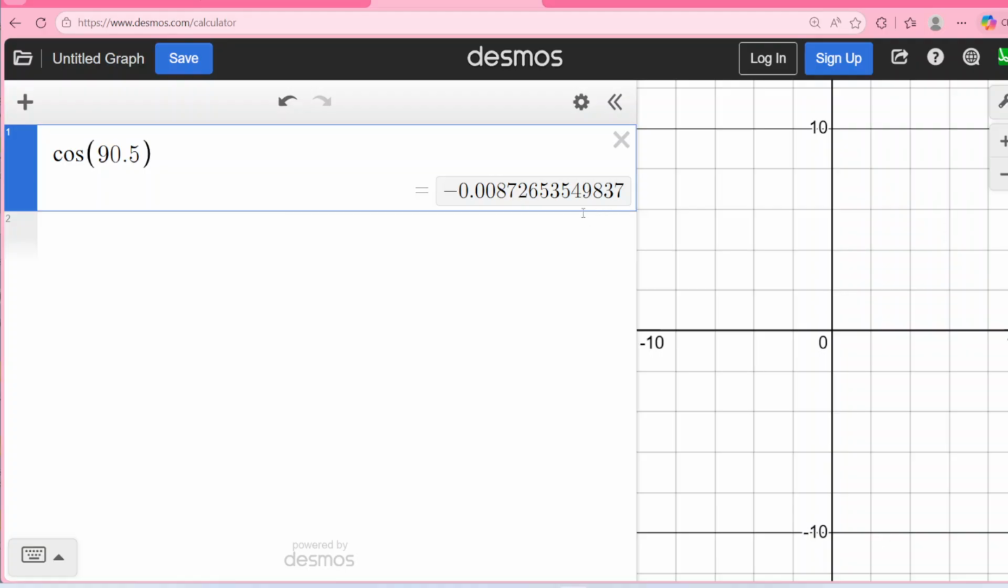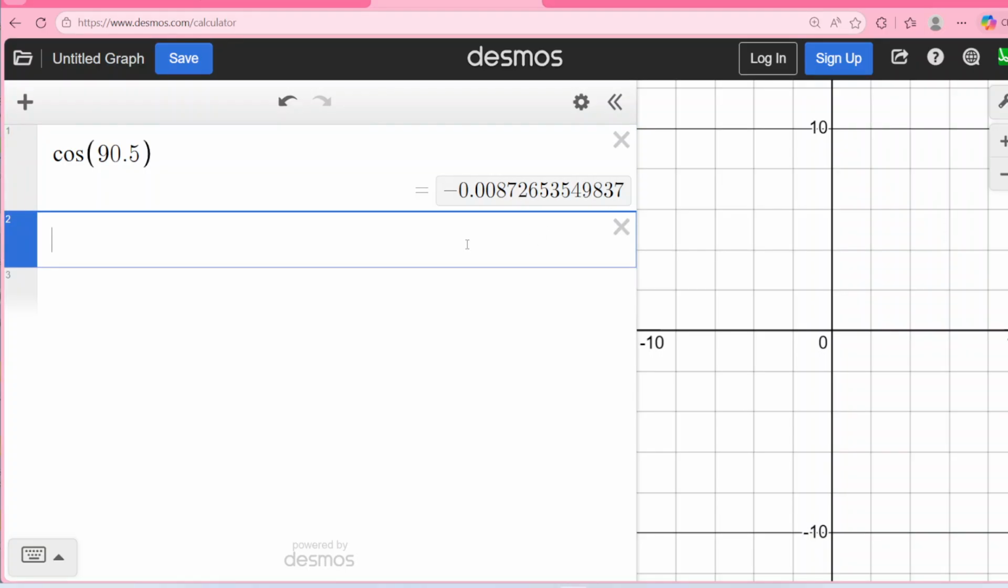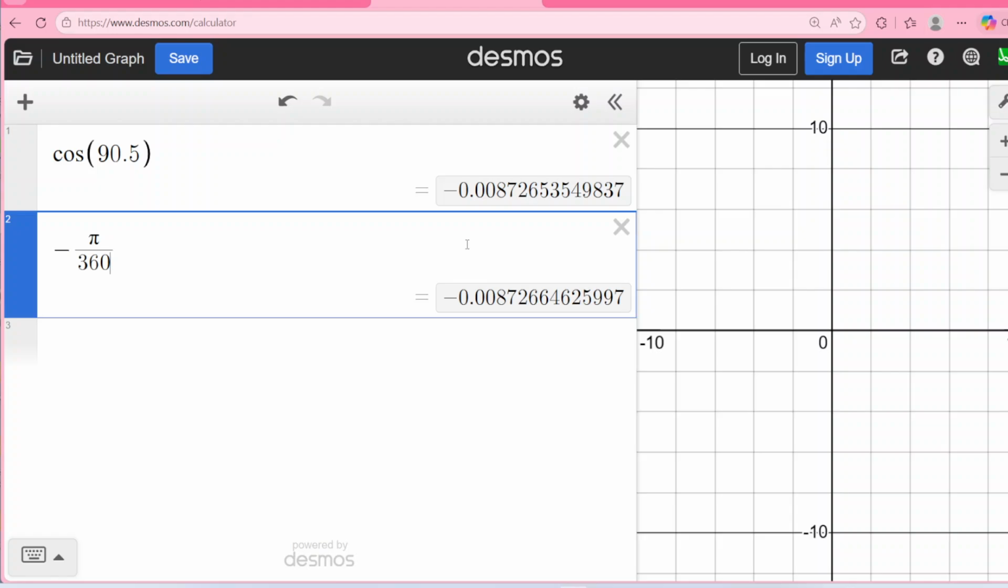That's not the end of it. It's just an approximation. Now, when I went into the tangent line, we ended up with negative pi over 360. And look at that, it's pretty close. That actually gives me the value of the cosine of 90.5 degrees accurate to the first 5, 6 decimal places here.